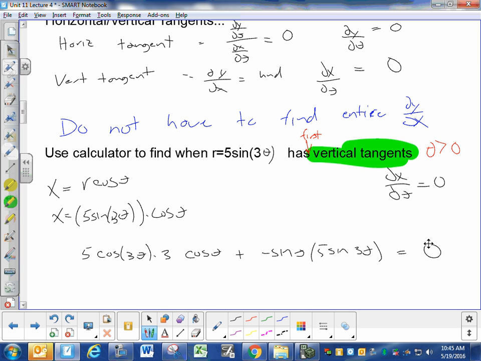Now, I told you that you can use a calculator. And that's a good thing, because trying to solve this is going to be difficult by hand. How would we solve that using a calculator? Yes, we would graph these. Now, let's go ahead and attempt to graph r equals that and r equals that.